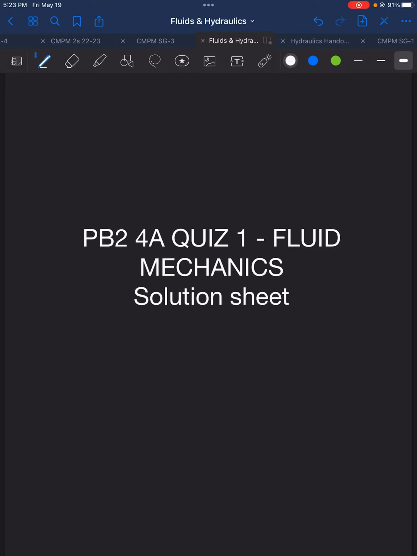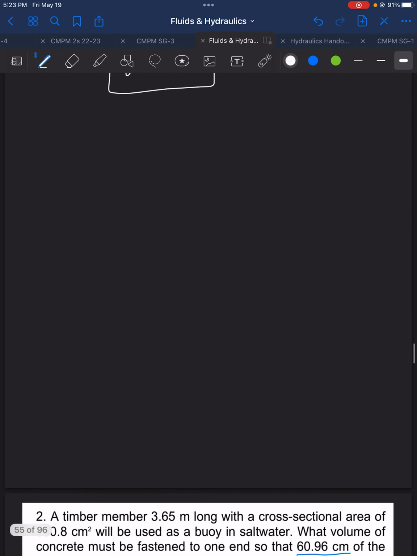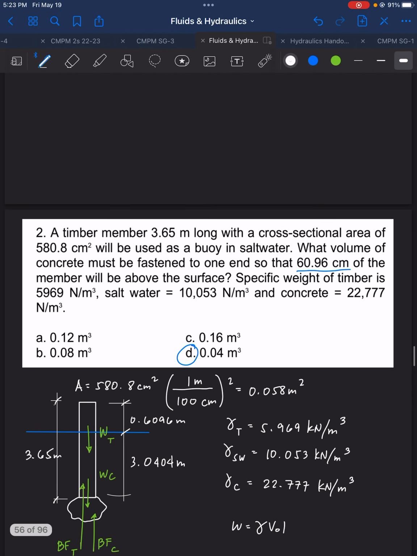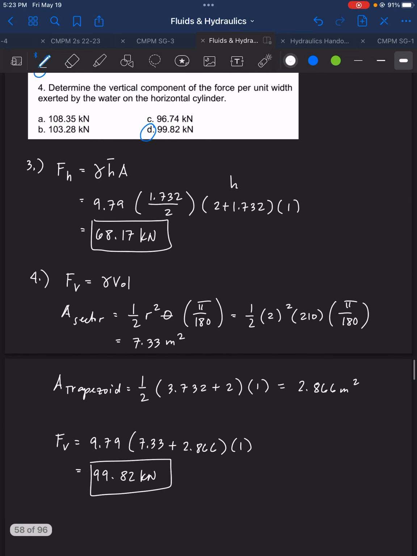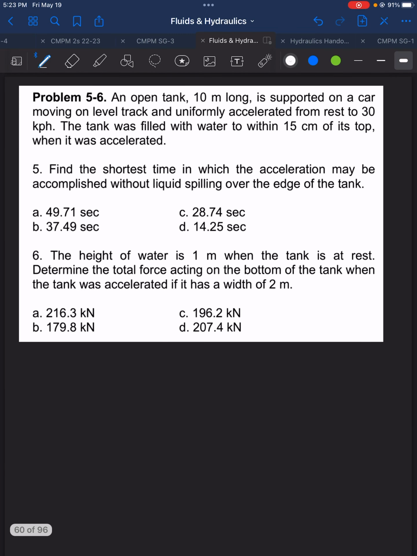Okay, so let's continue solving Preboard 2 for Quiz Number 1, Fluid Mechanics. We were able to solve in the last video problems 1 to 4. So let's continue here with problems 5 to 6.